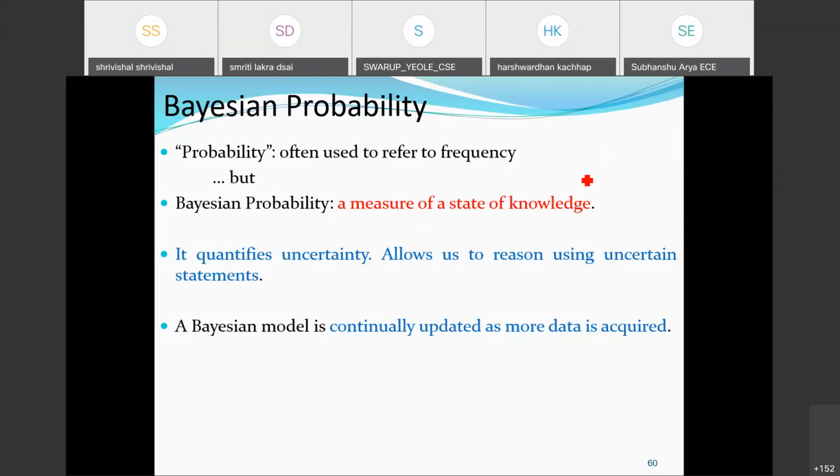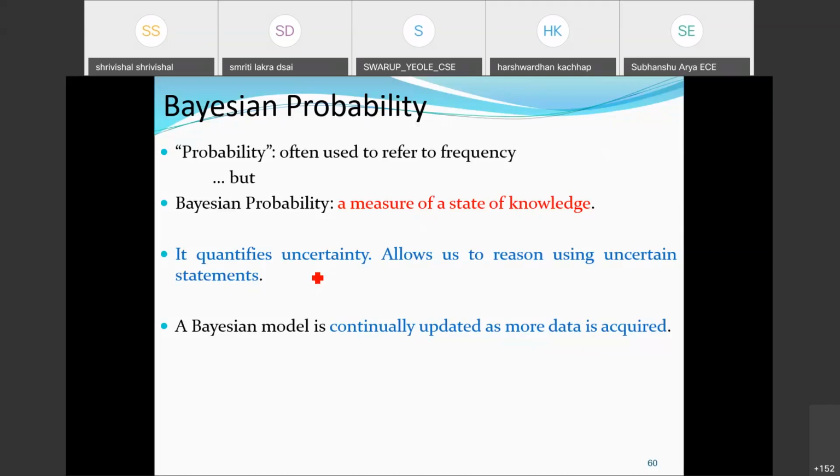Once we say Bayesian probability here, it's a measure of a state of knowledge. It quantifies uncertainties and allows us to reason using uncertain statements. Once we solve some of the problems, this statement will be clearer to you. What it states is that it quantifies uncertainties. What is uncertainty in the first place? Once we move ahead through the analysis, we will have a clearer picture, correct? Related to the same events or the same experiments which just happened.